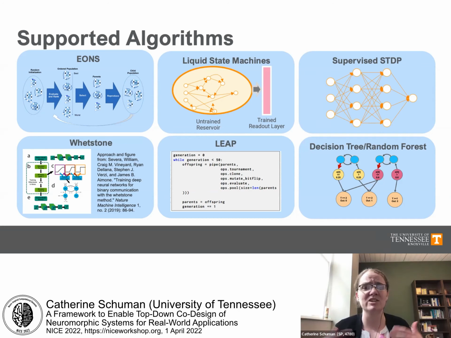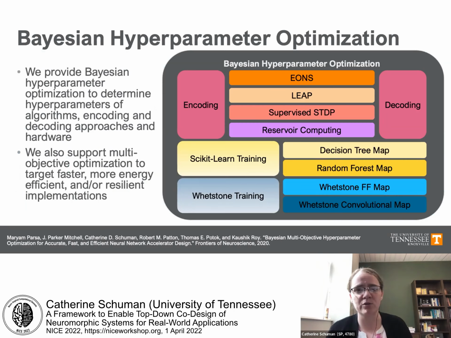So in addition to the training and learning or programmability of neuromorphic systems algorithms that you see on the slide here, we also support within our framework Bayesian hyperparameter optimization. And we use this to determine what the hyperparameters should be of the algorithms and the encoding and decoding approaches that we're using, as well as hardware hyperparameters that can be tuned for a particular application. And so we wrap our entire framework in this Bayesian hyperparameter optimization, as you can see here, and it can tune the hyperparameters for any one of these algorithms or the encoding and decoding approaches.